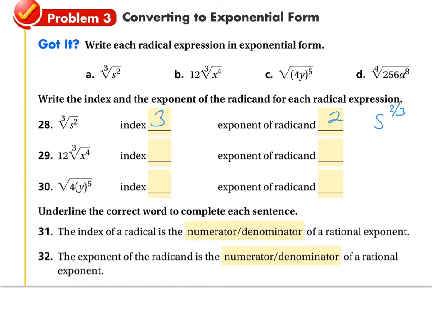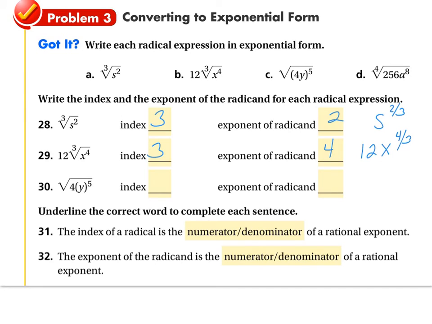In the next one, we have 12 times the cube root of x to the 4th. Our index is 3, and the exponent is 4. So another way of writing this would be 12 times x to the 4/3.